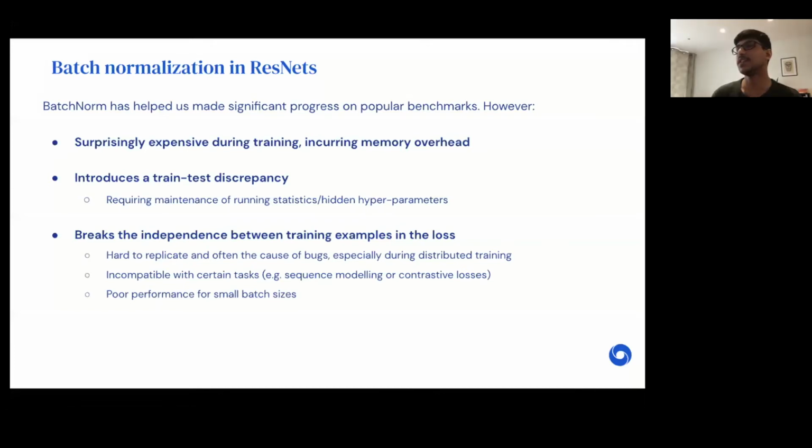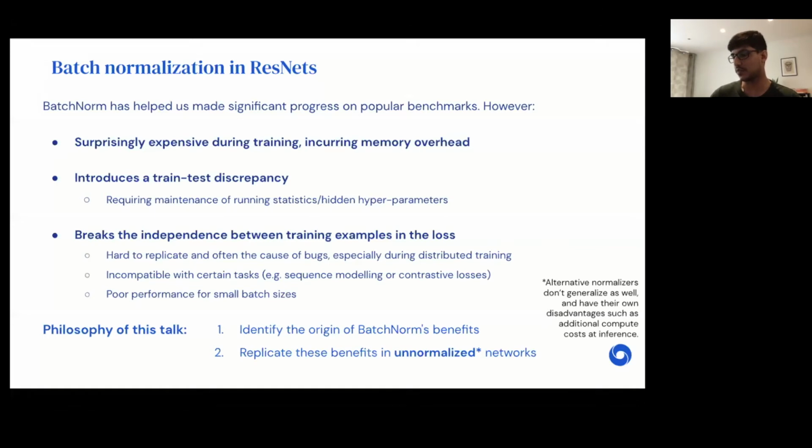And so for the rest of this talk, the philosophy I'm going to take is that we're first going to identify the different benefits that batch norm provides on residual networks. And then we're going to look at simple ways to replicate these benefits in completely unnormalized networks.